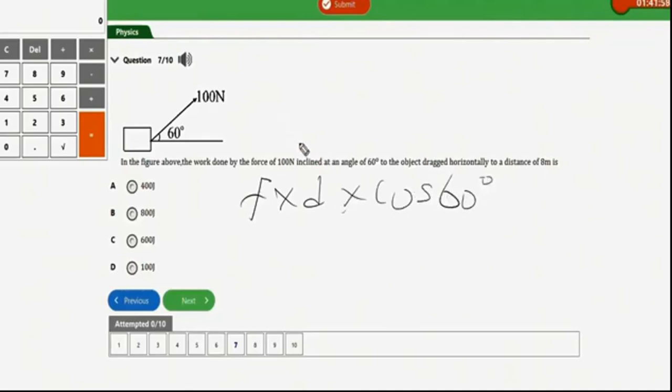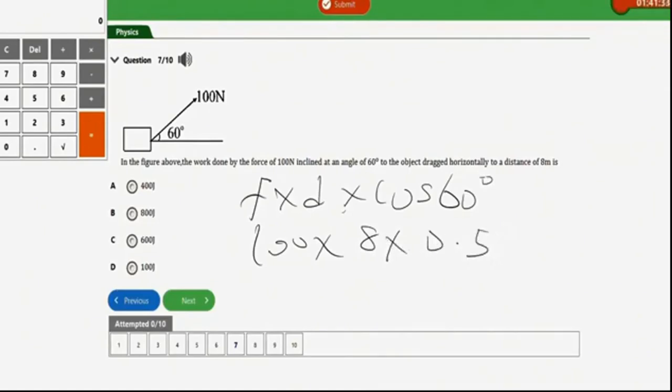Now note that had the angle been inclined to the vertical, this would have been sine 60. So when the angle is inclined to the vertical, it will be sine. When it's inclined to the horizontal, it will be cos. So let's get this. Now it will be 100, which is the force, times the distance, which is 8, times cos 60, which is 0.5 or half.